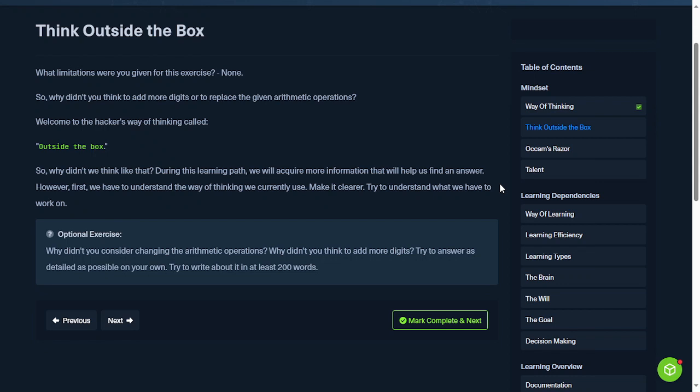Optional exercise. Why didn't you consider changing the arithmetic operations? Why didn't you think to add more digits? Try to answer as detailed as possible on your own, and try to write about it in at least 200 words.